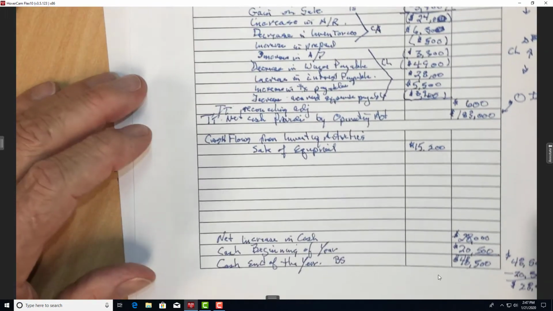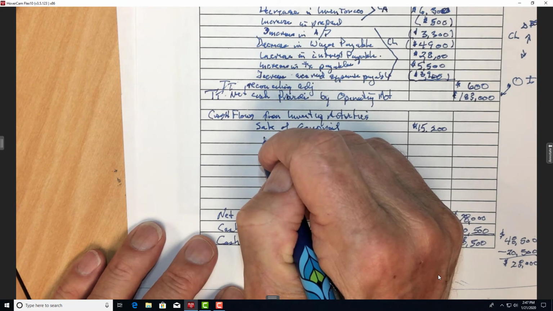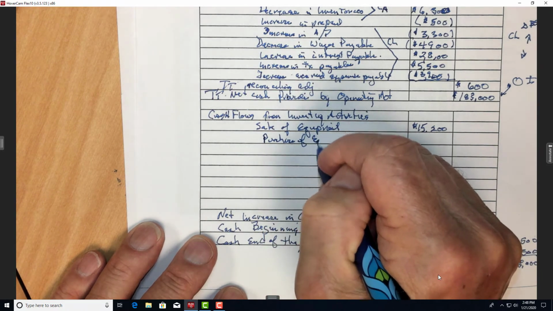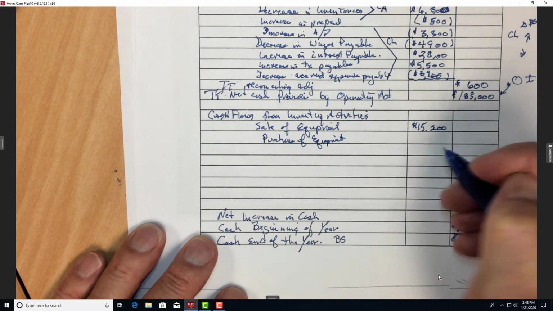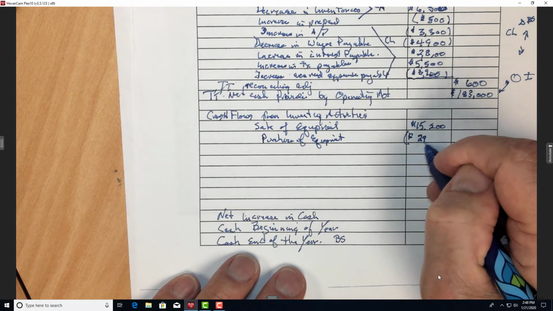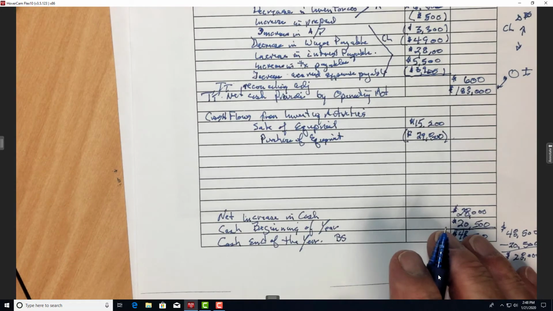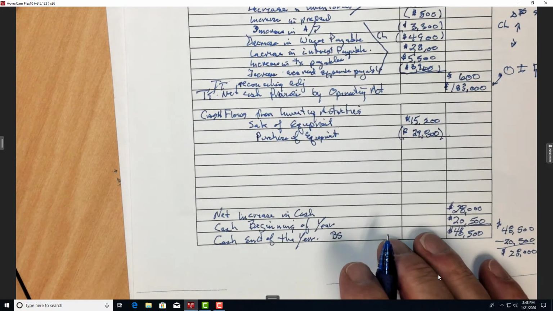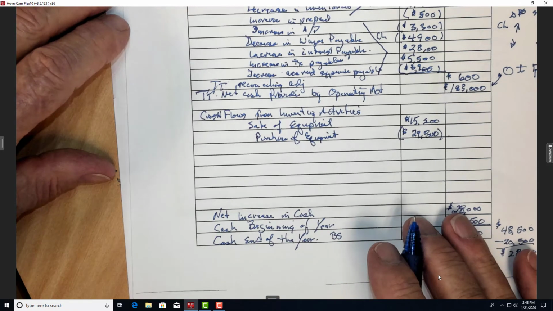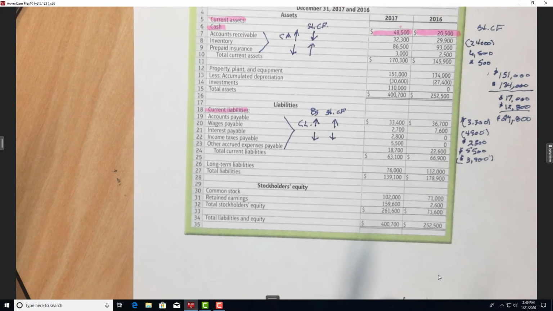And so that amount for property, plant, and equipment becomes $29,800. We go to the statement of cash flow for the purchase of equipment. Because you purchase equipment, that means it's a cash flow out. So it's going to be negative $29,800 flows out.